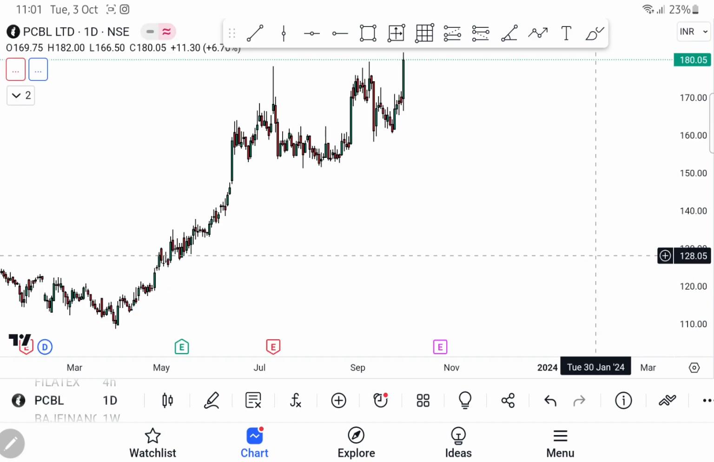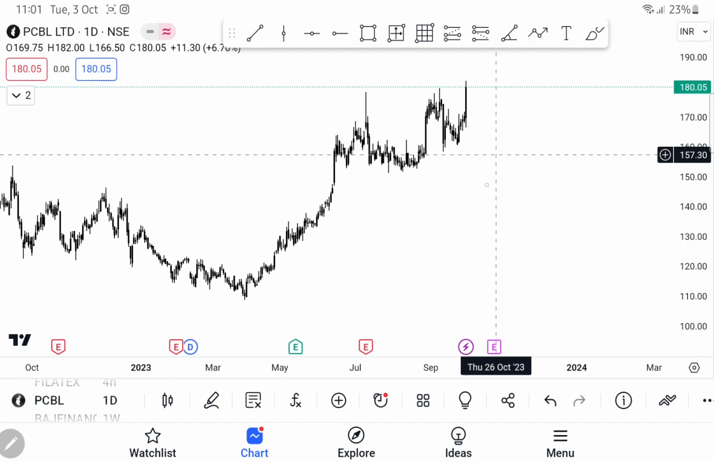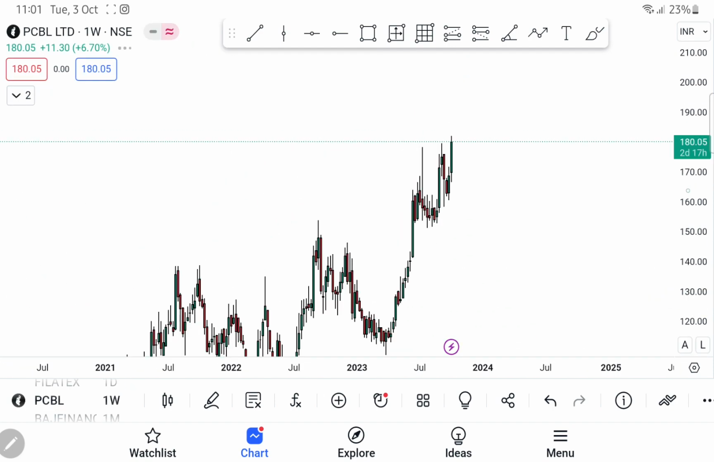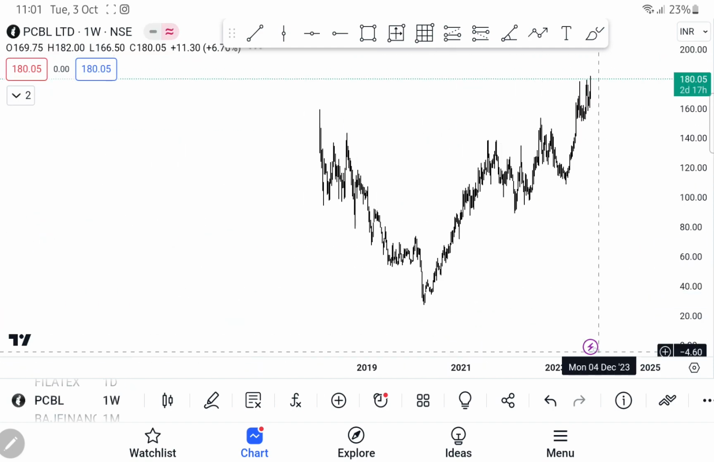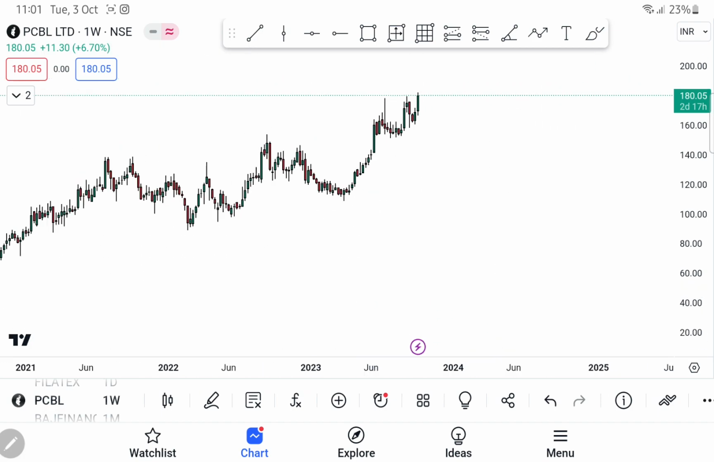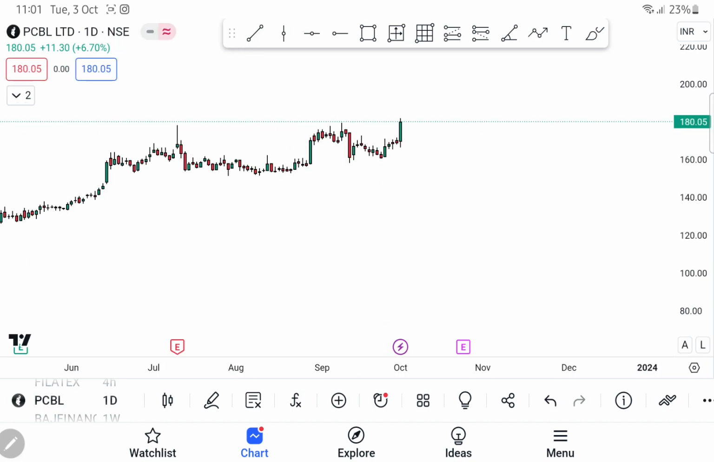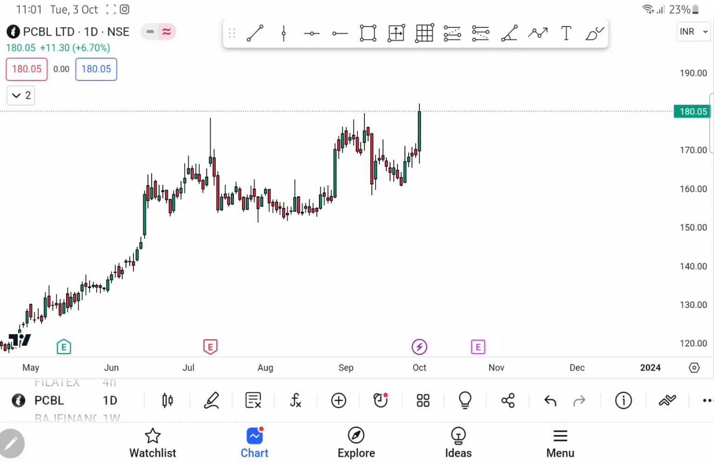Okay, next we have PCBL. PCBL is also on the daily time frame. It has given a breakout. You see, this was the all-time high. I'll show you this. Yeah, this was the all-time high. The all-time high has been broken. Now I'm waiting for it to blast, because it was consolidating for quite some time.